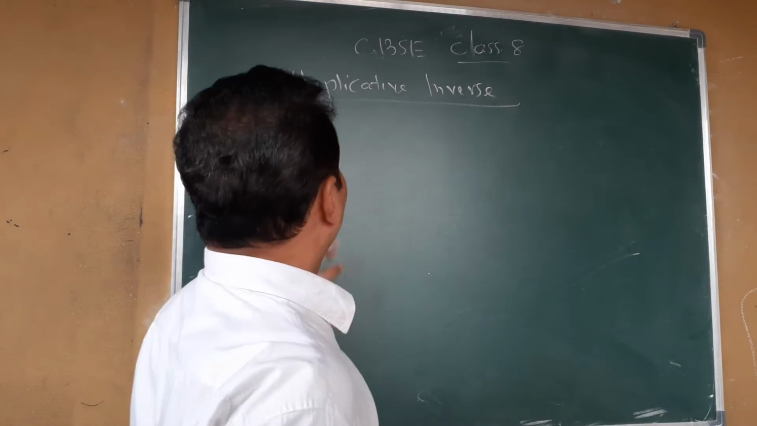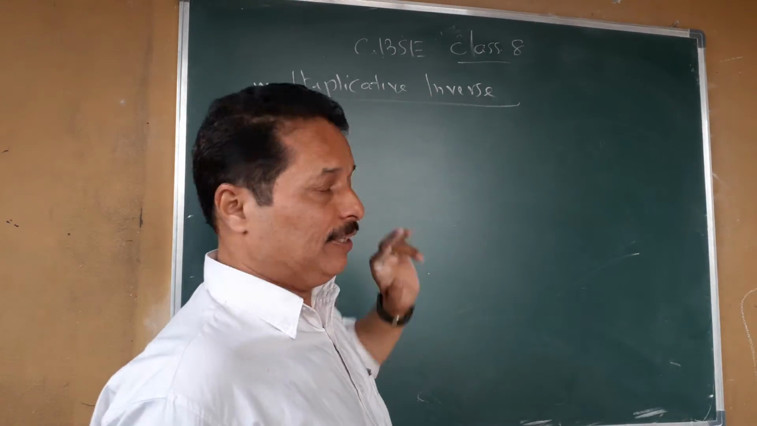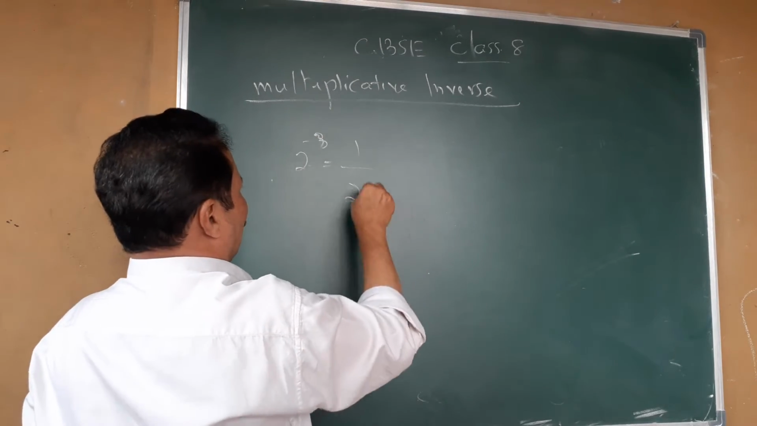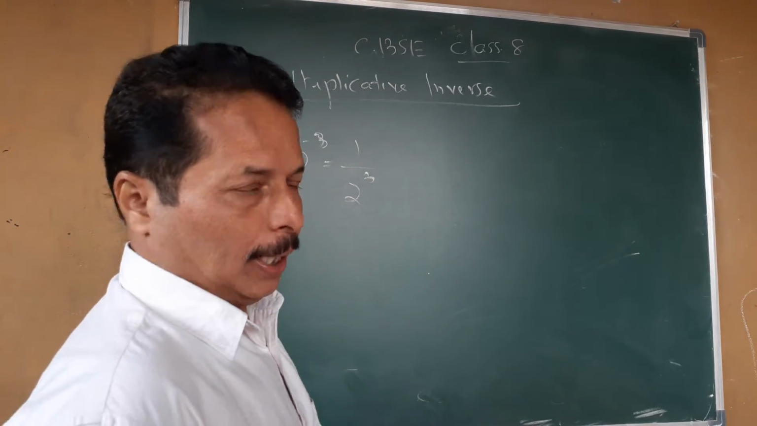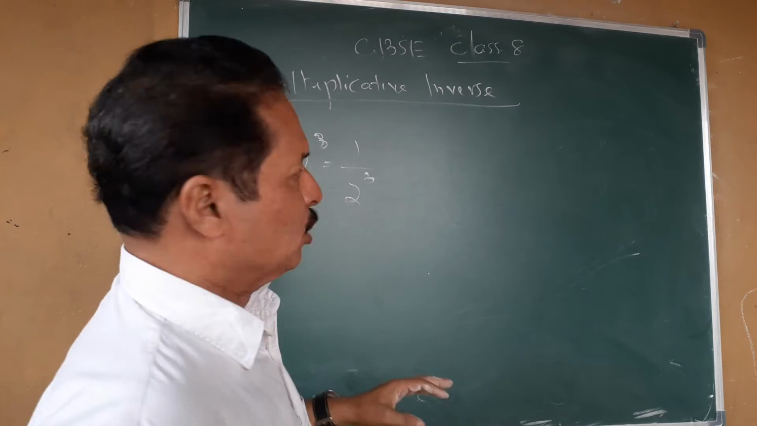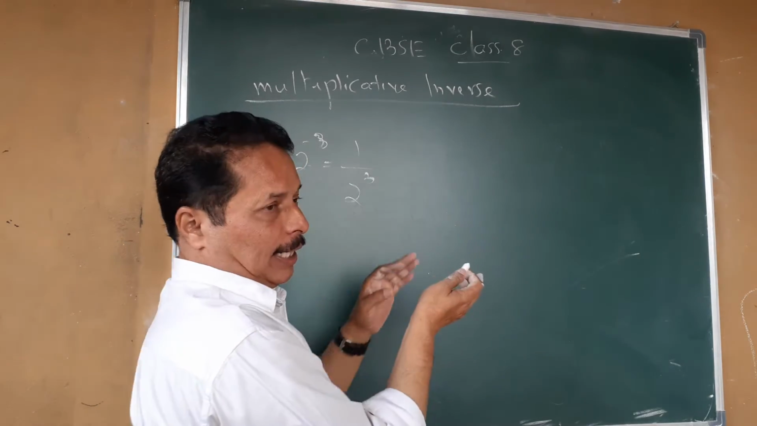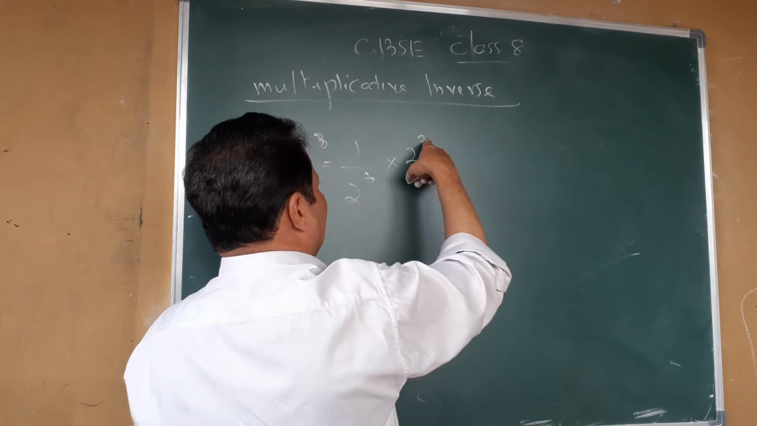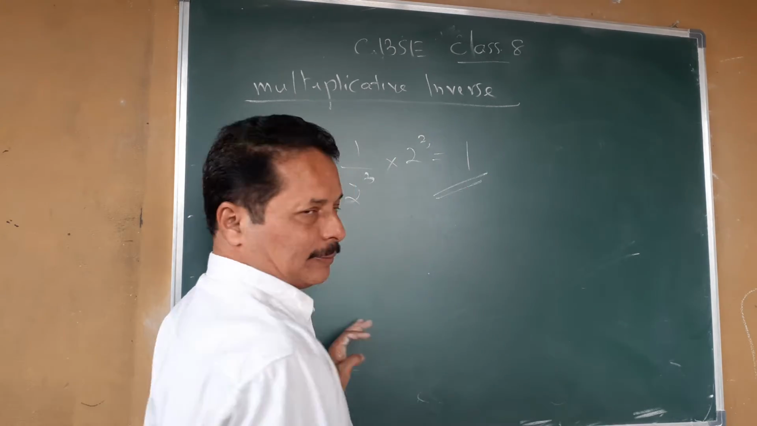Look here. Now, multiplicative inverse. You studied that 2 raised to minus 3 is 1 by 2 raised to 3. Multiplicative inverse means change the denominator and numerator separately. That is 2 raised to 3. If it is multiplied by 2 raised to 3, you get 1.